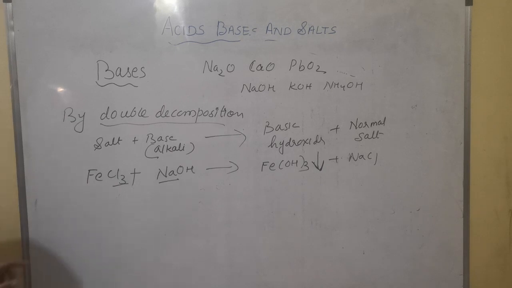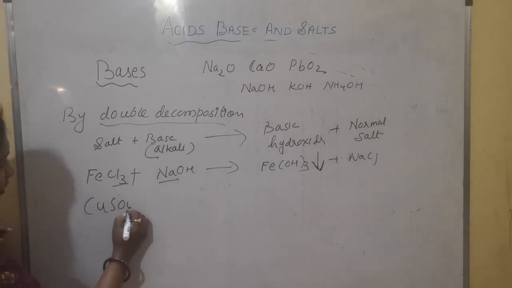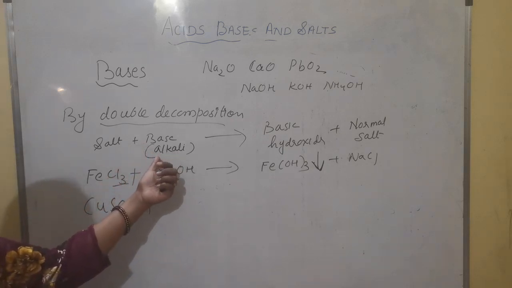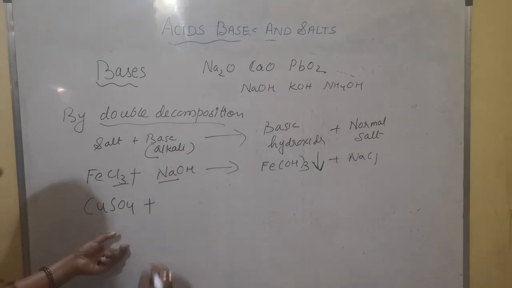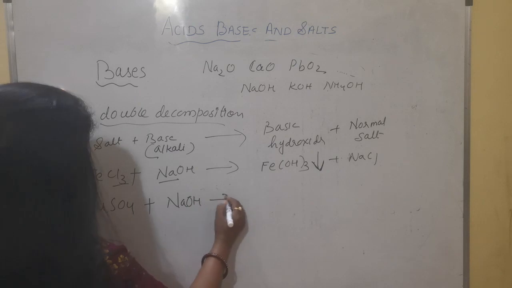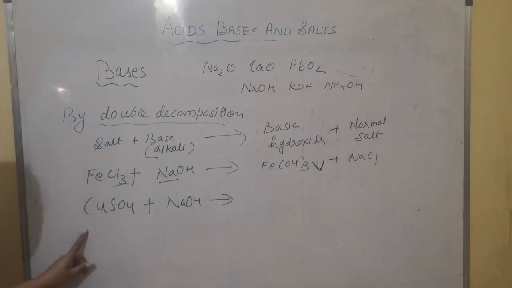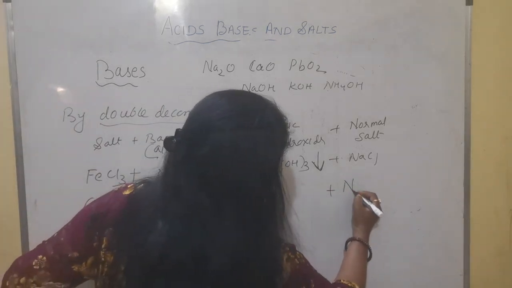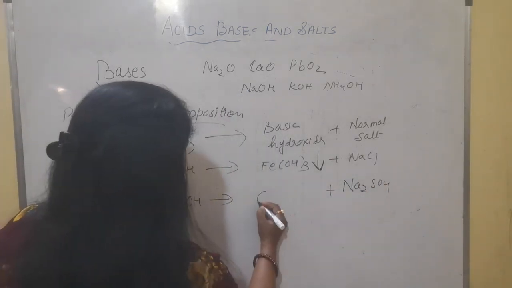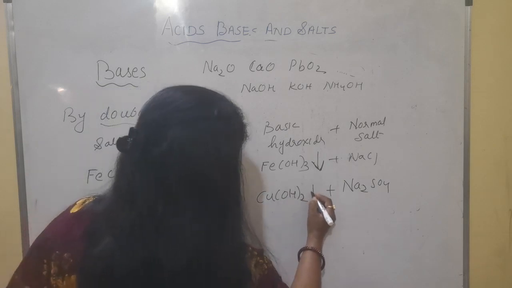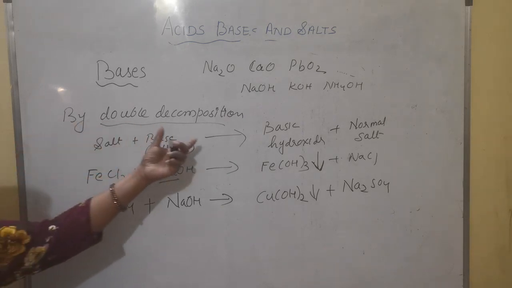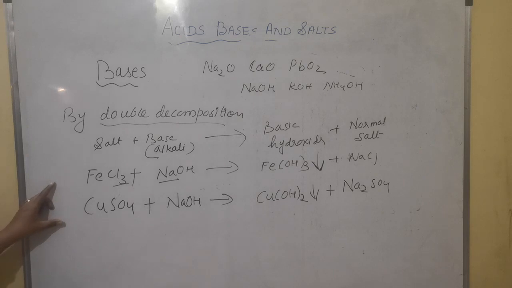Next example, we will take copper sulfate. It is a salt, and we take a base. What base do we have to take? Not all bases, only alkalis, water soluble bases, and the best example is NaOH. You will get a basic hydroxide and a normal salt. The normal salt is sodium sulfate and the basic hydroxide is Cu(OH) twice, formed as a precipitate. So this is the double decomposition method for the preparation of bases.